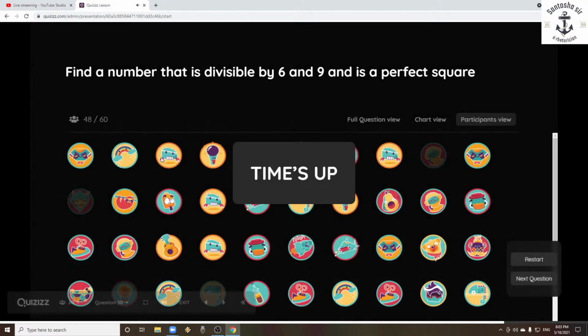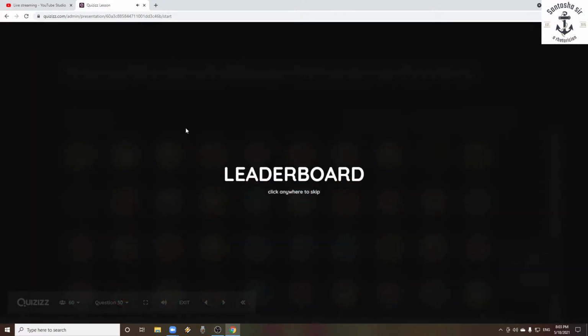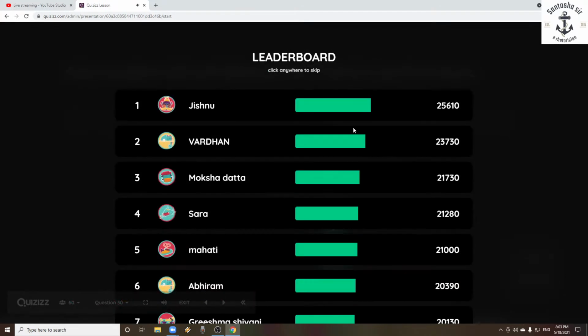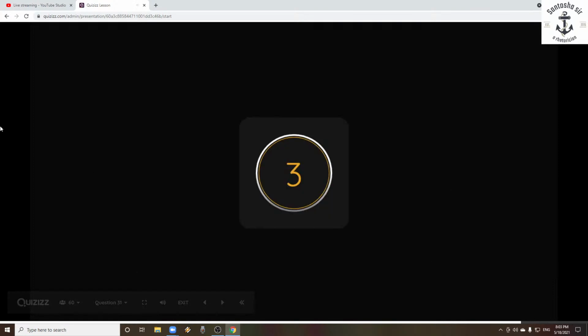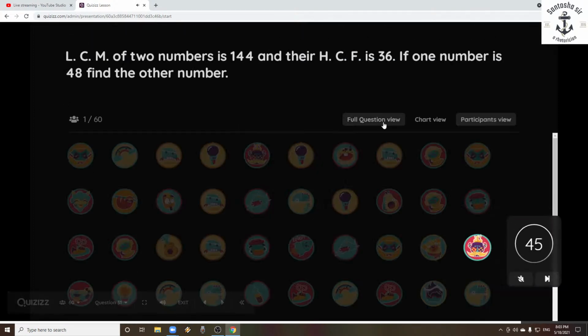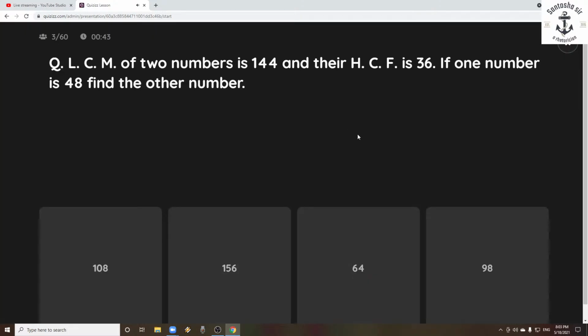There ends the time. 48 members answered it again. No change in the 7 positions. 30 members did it right. The 31st question comes on your screens. The LCM of 2 numbers is 144 and their HCF is 36. If one number is 48, find the other number.